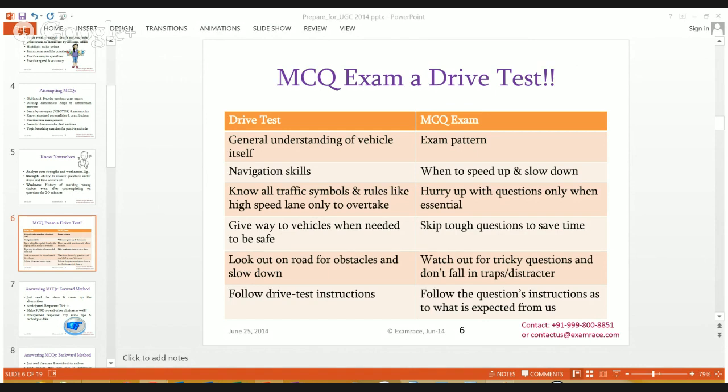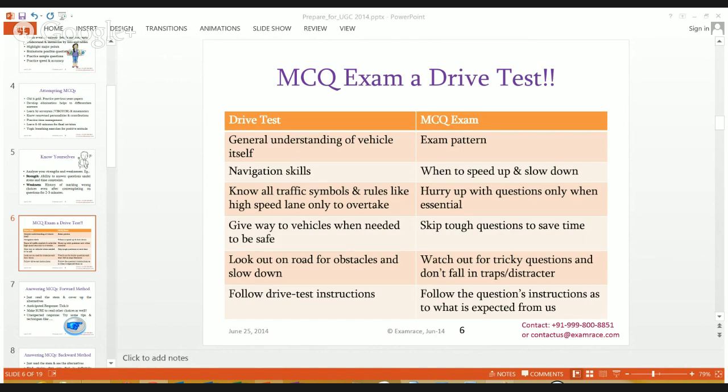Most students I have heard of are afraid of multiple choice questions. Just to take out your fear from multiple choice questions, consider that you are appearing for a drive test rather than an MCQ exam, where you must have a general knowledge about your subject. You must be familiar with the examination pattern. You must know in which questions I should go fast, in which questions I should go slow.